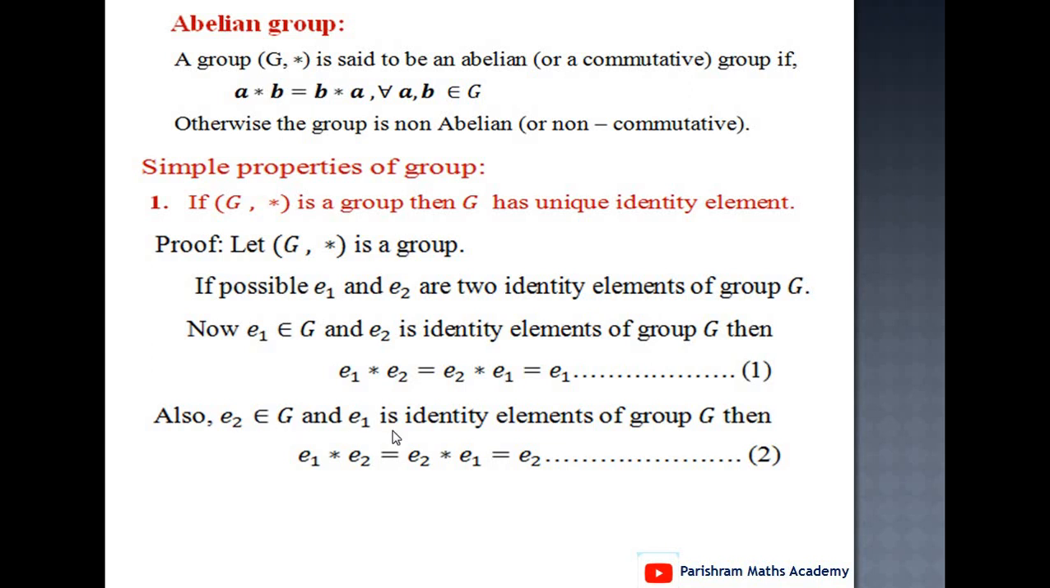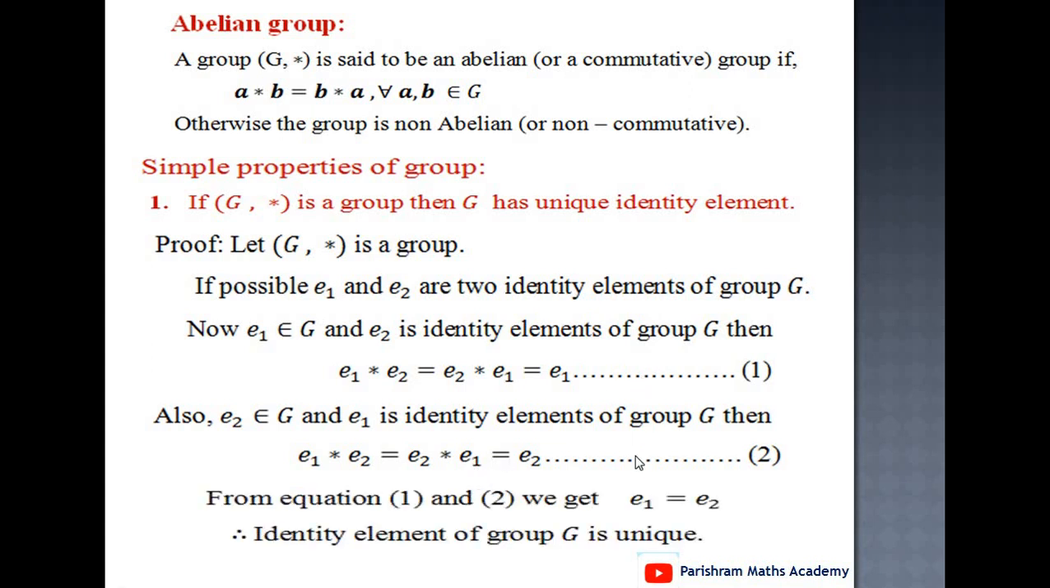Now e2 belongs to G and e1 is the identity element of group G. Here we can take e1 as the identity element and e2 as an element of group G, and therefore e1 star e2 equals e2 star e1 equals e2, because e1 is the identity element. Therefore, from equations 1 and 2 we get e1 equals e2. Therefore the identity element of group G is unique. It means in any group G, the identity element is unique. This is the first property of the group.